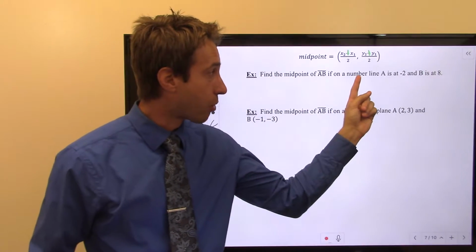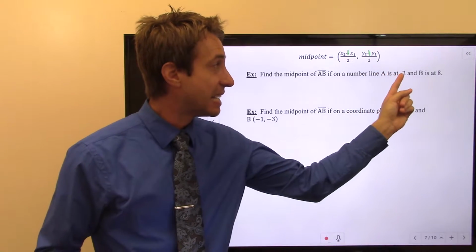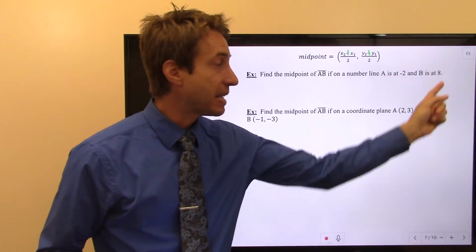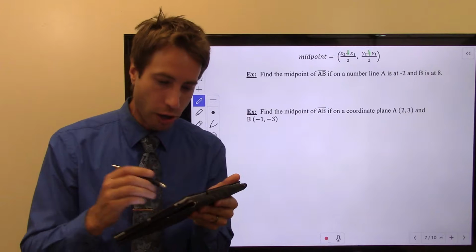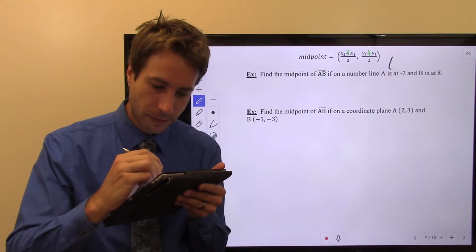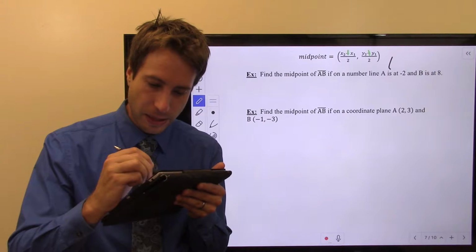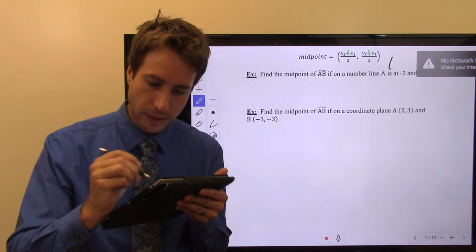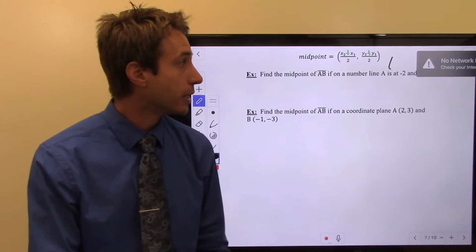In this particular problem, I've been told that point A is at -2 and point B is at 8. Now, those are coordinate points. This is the point (-2, 0) and this is the point (8, 0). Okay? Now, you certainly could, if you wanted to.